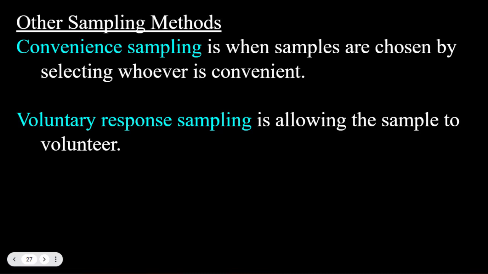We also have some other types that maybe are not the best options, but convenience sampling is when samples are chosen by selecting whoever is convenient. An example of that would be if I'm trying to gather information about the students from the school, and I choose as my sample just the people who are in this class right now. That would be convenience sampling. Just who's right at hand that we can talk to. Another option is voluntary response sampling, and this is where we allow the sample to volunteer. It doesn't mean that we're going out and choosing people, we're just allowing people to volunteer.